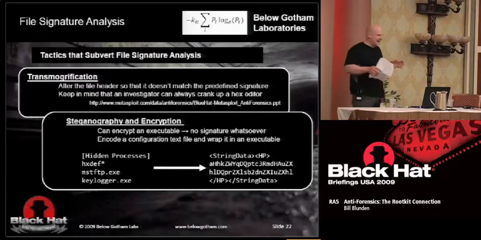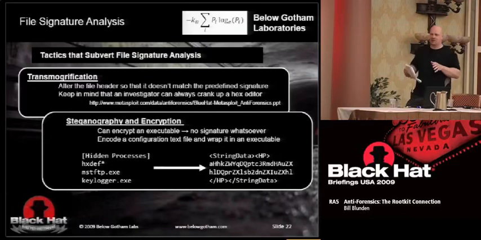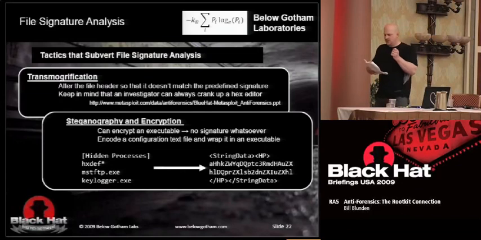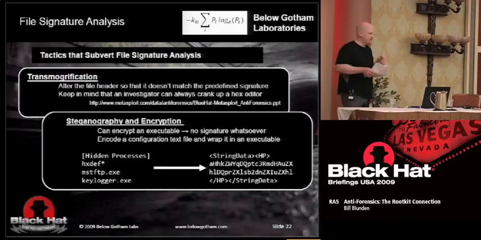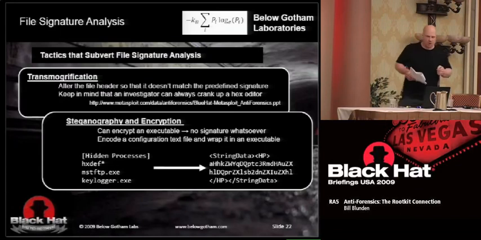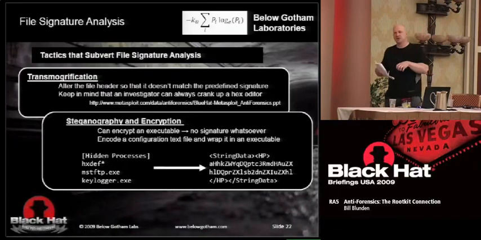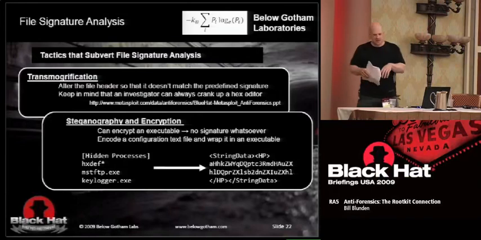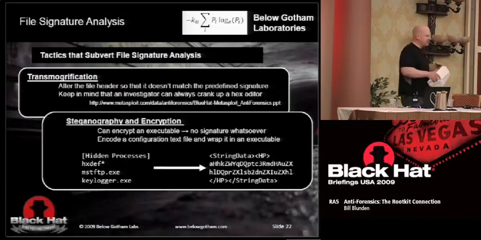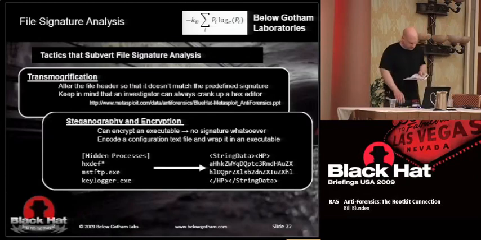So to attack the signature analysis phase, you have to modify the file. The question then becomes, do you make a large modification, or do you make a small modification? Transmogrification seemed to rely on making small, tiny modifications that wouldn't affect things too much, whereas steganography and encryption rely on big changes to alter the signature of a file.